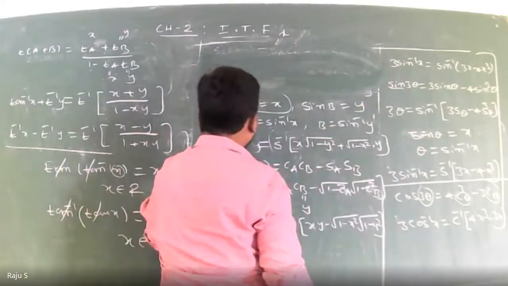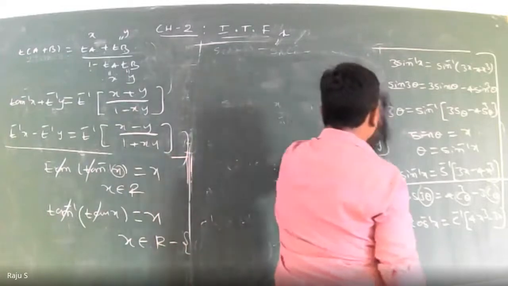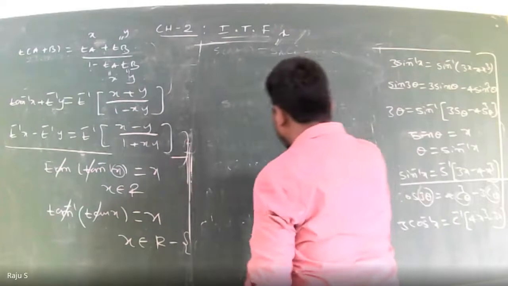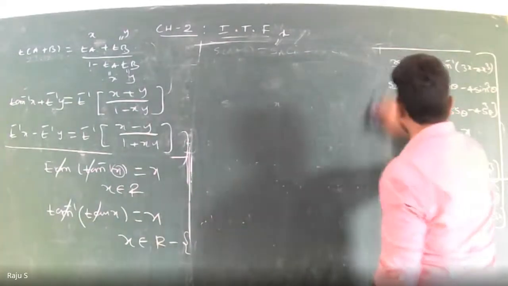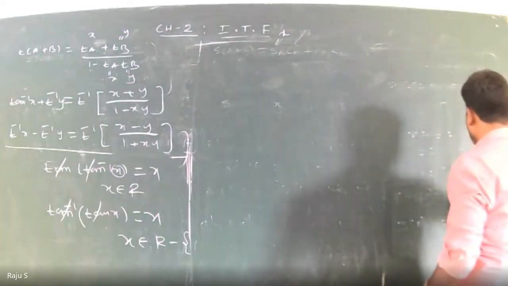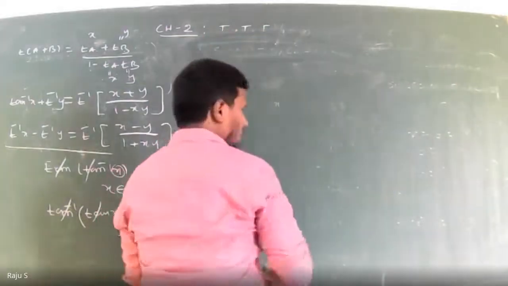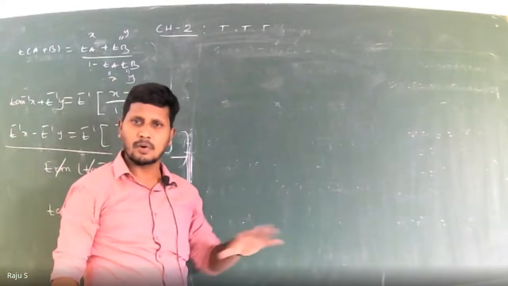In the inverse trigonometric chapter, the second exercise is deleted. Actually, that was a deleted portion last year, but this year we need to discuss that. So we should discuss it. What is the first question in the second exercise? Two more properties are there. We will discuss all the properties.